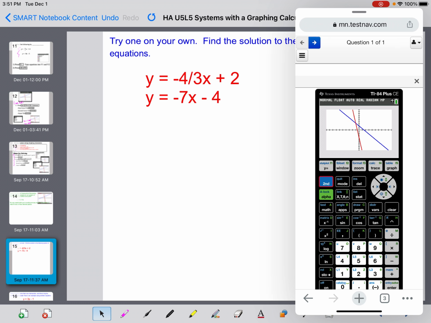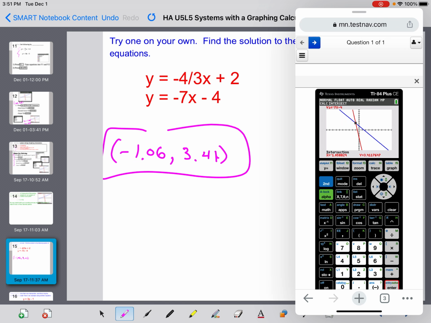Again, second trace, and then 5 for my intersection. I want the blue line. I want the red line. No, I don't want to make a guess. So my intersection, oops, lost my pen there, is -1.06, I'll round to the second spot, and then my y value is 3.41 there.